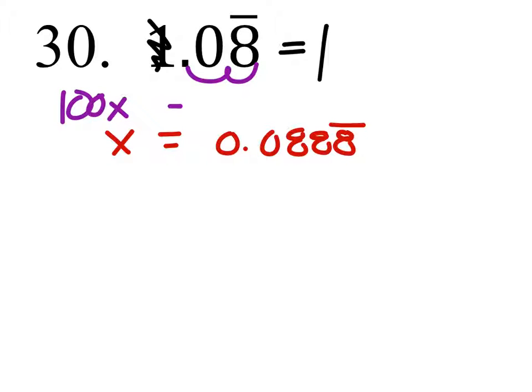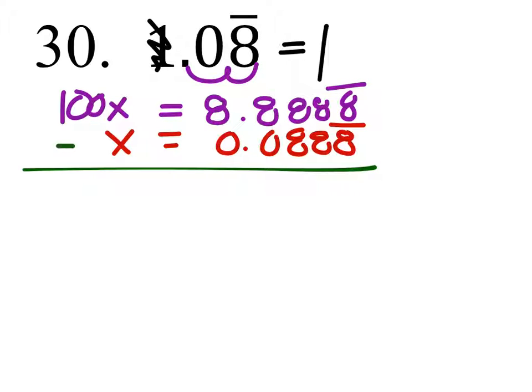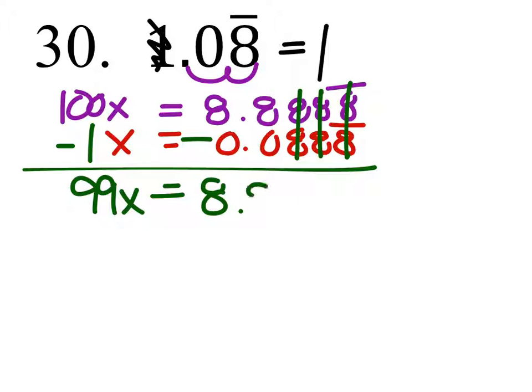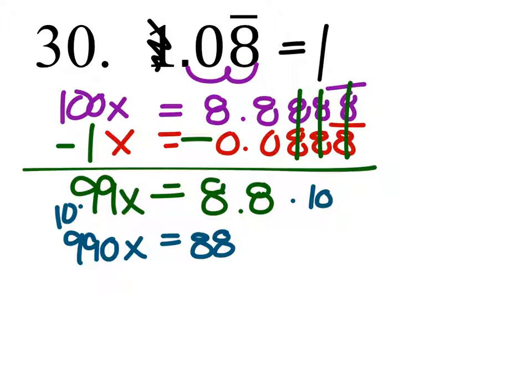So 100 x's would give me 8.888, and then the 8's just repeat. So, when I again look to subtract these, 100 x's minus the 1x would give me 99 x's. And this equals 8's cancel, 8's cancel, 8's cancel. I got 8.8. But we don't want decimals in our fraction, so I am going to multiply both of these by 10. Alright, so I got 990 equals 88.